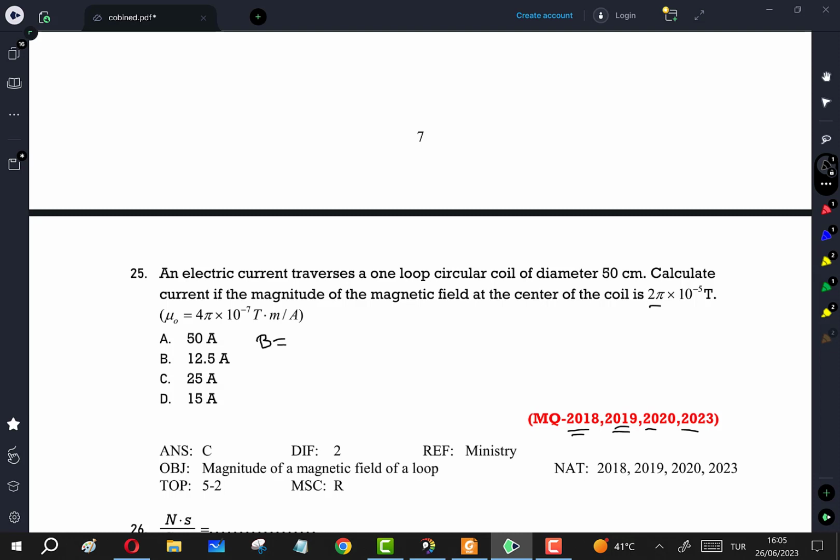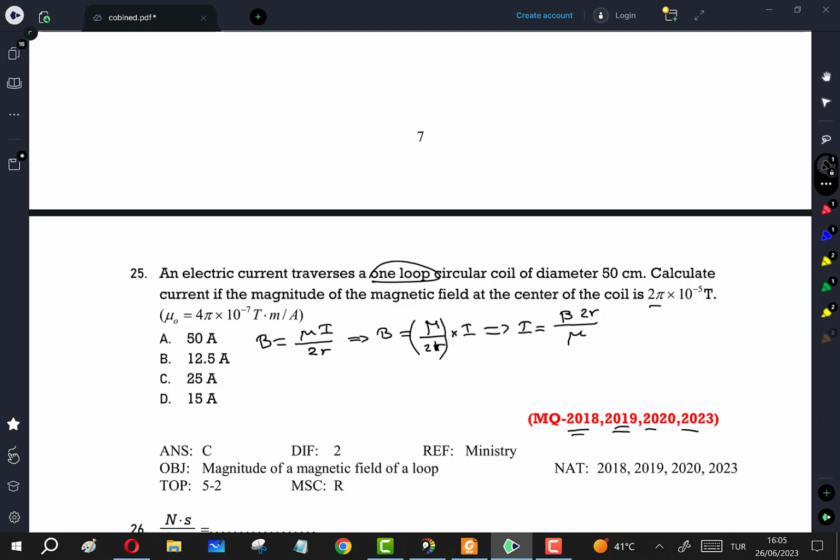B is equal to, we know that, μI, because it is one loop, no need to write N, divided by 2r, which is the diameter, in fact. We will find current, so I am going to write the equation μ over 2π times I. I will find I, so I have to transfer μ over 2π to the other side by flipping. So I is going to be B times 2r divided by μ.